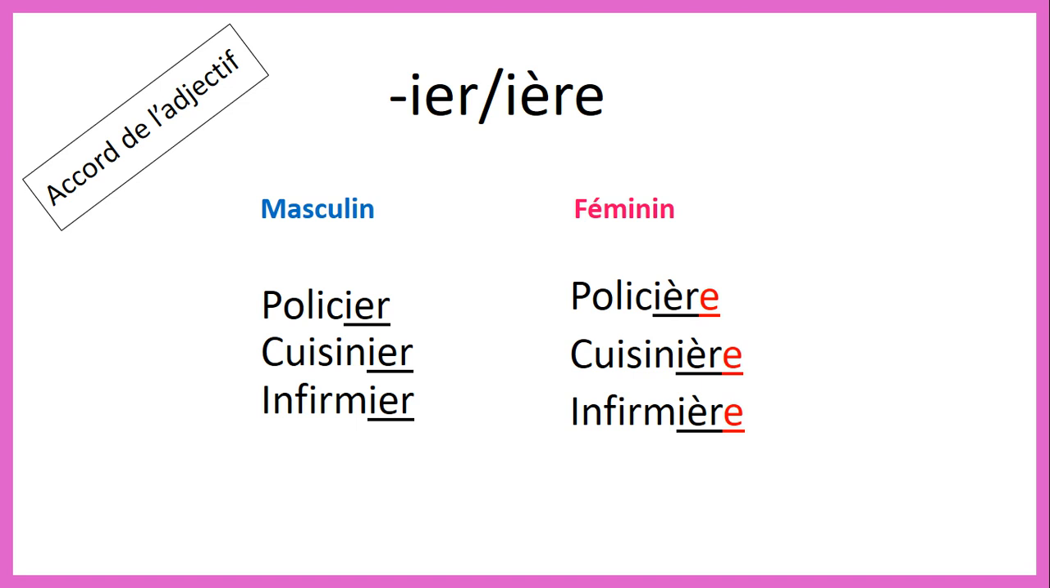I am going to pronounce each of them. Policier, a policeman. Policière, which is a woman. Cuisinier, cuisinière, a cook. Infirmier, infirmière, nurse. So you see how the pronunciation is different in both forms here.